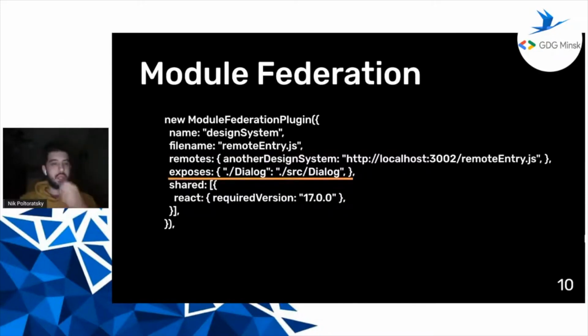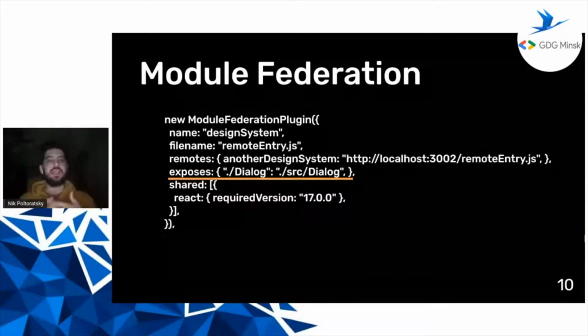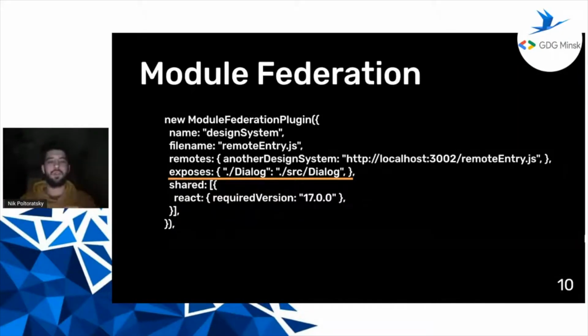Okay, then we are adding some content that will be exposed from our application. So when I build this application, I will expose dialog components from it. And then when another application loads this file dynamically, it will be able to use this dialog component the same way as I showed you in the previous slides when we imported it dynamically.